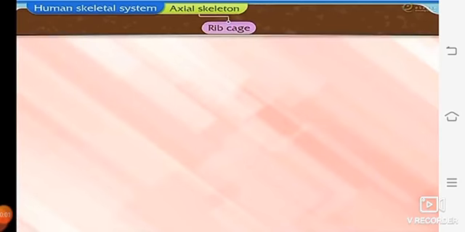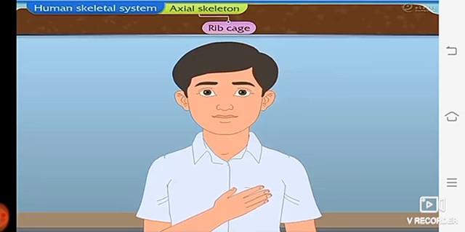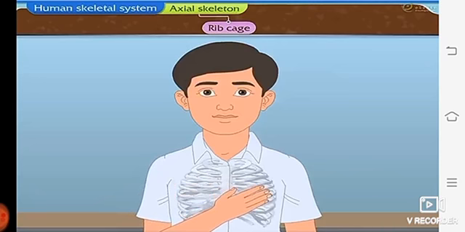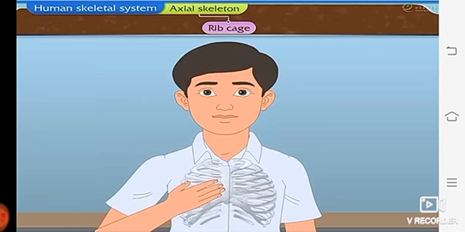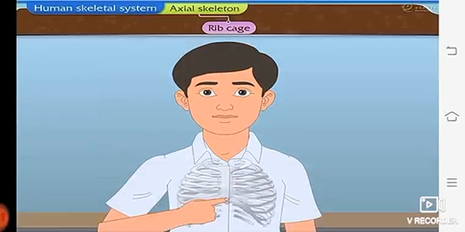So now let us learn about the rib cage. For this, you have to move your hand over the left and right sides of your chest. How many bones can you feel altogether on the two sides? Yes, there are 24 bones present in the chest. Now take your finger and move it along the center of your chest. How many bones do you feel? Yes, there is only one bone.